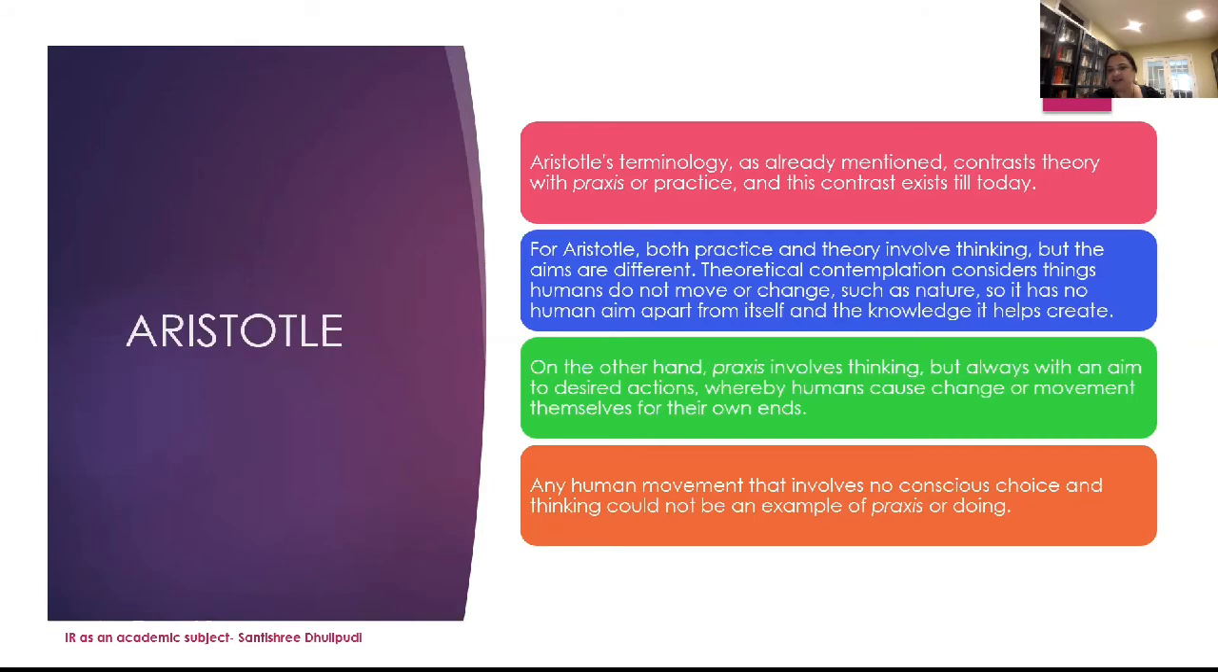On the other hand, praxis or practice involves thinking, but always with an aim to desired actions whereby humans cause change or movement themselves for their own ends. Any human movement that involves no conscious choice and thinking could not be an example of praxis or doing.